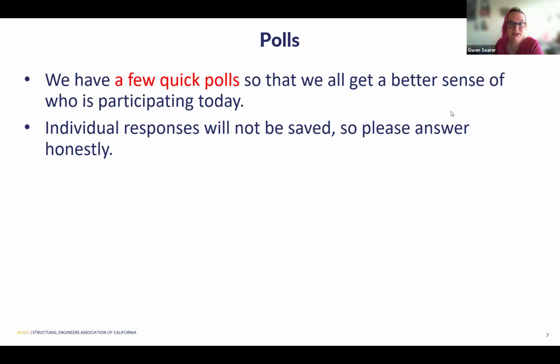Two more polls. Again, this one is for building officials and government administrators only. Now this is a smaller percentage: if you do mandate wind design parameters, how are they selected? Be honest. We're not saving any of these results other than as a group, not individual. Five more seconds.